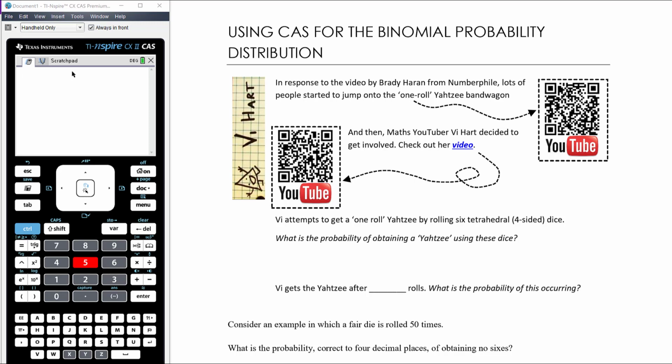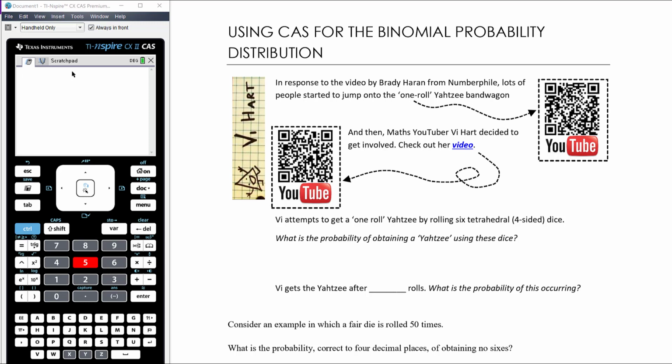At the end of the last video, I linked to a video by Brady Haran from Numberphile, where he was trying to roll a one-roll Yahtzee, so by rolling 5 dice, getting all dice the same, and he was calculating and talking about some probabilities around that, and we calculated and confirmed some of his probabilities. I'll link also to another follow-on video from that, just out of interest if you would like to watch.